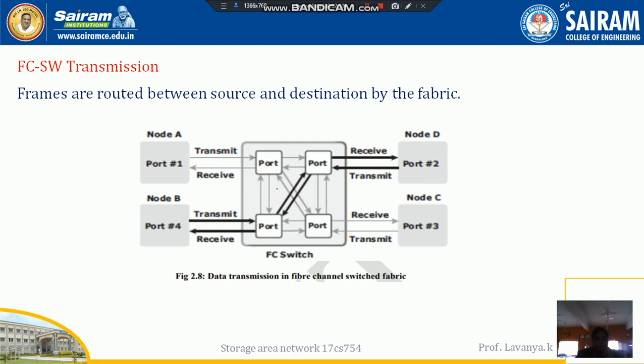Then the E port is connected between two switches. This type of port we call the expansion port. The E port on the FC, that is fiber channel switch connections, connects to the E port of another fiber channel switch in the ISL, meaning inter switch link.